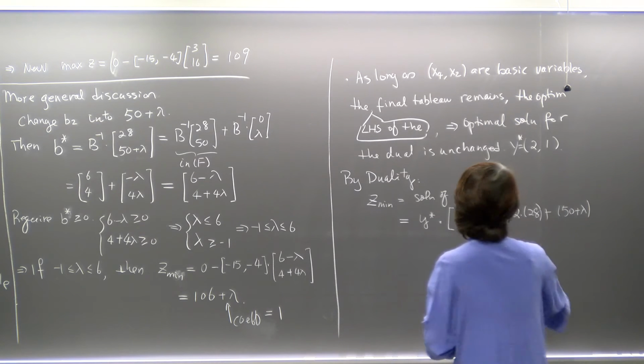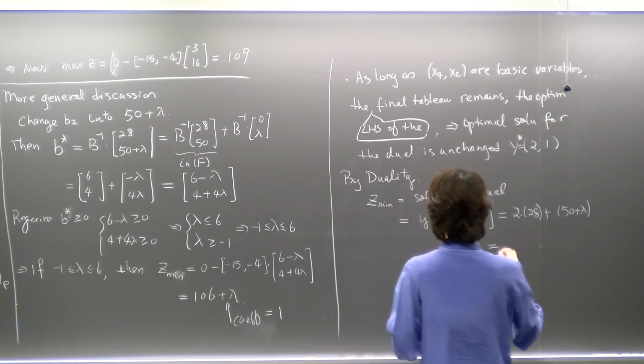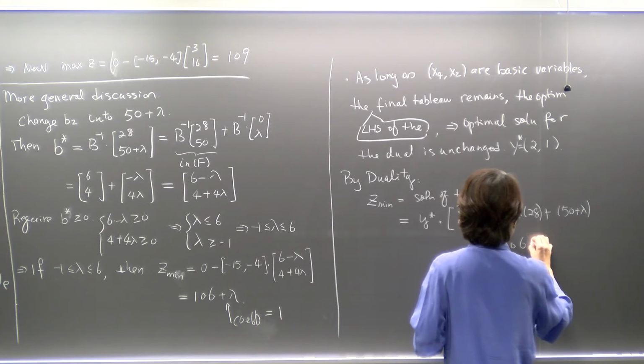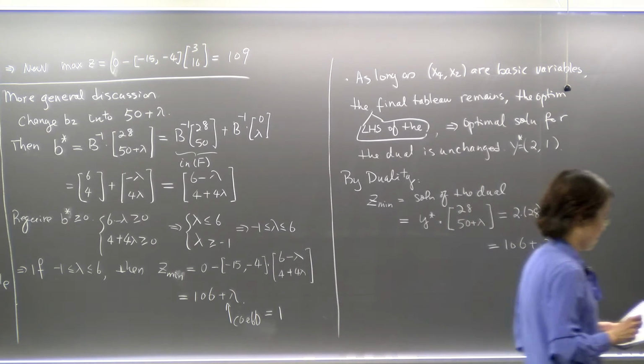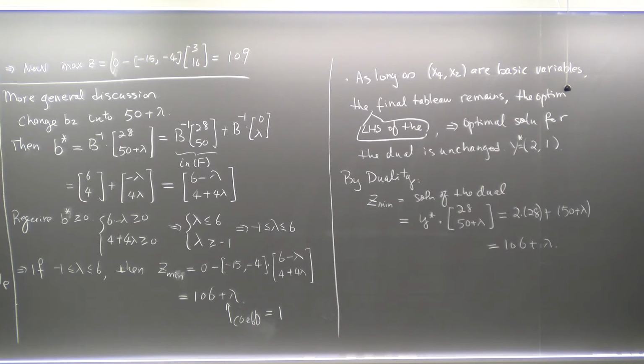And then what does that give me? Well, if you add this up, you will have 106 plus lambda. Of course, it has to be the same. You're just viewing the same thing from all different angles and recognize it.